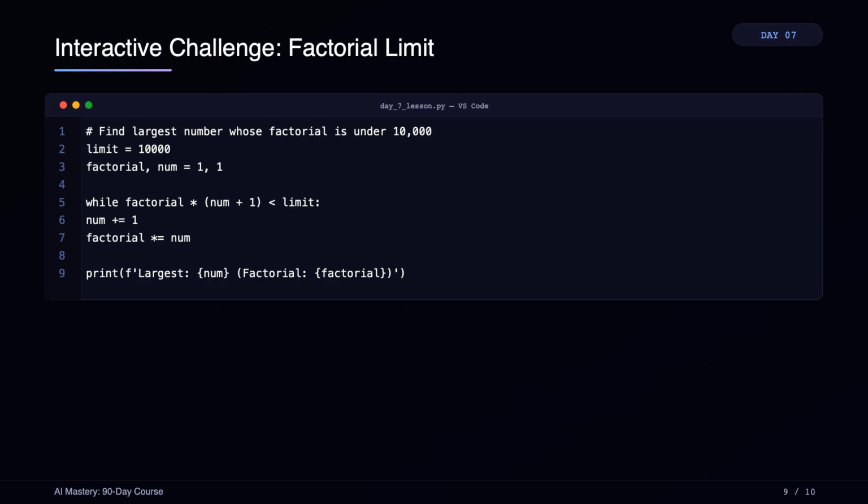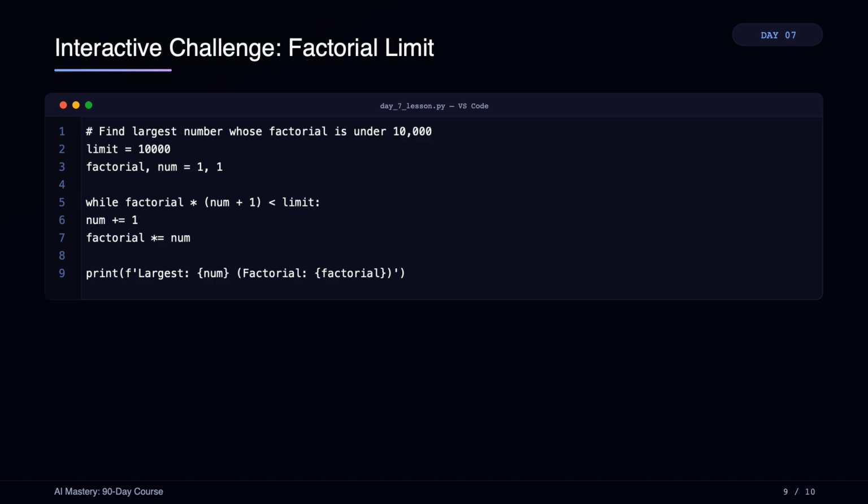The largest number is 7, and its factorial is 5040. If we went up to 8, the factorial would be 40,320, which exceeds our limit. This shows how loops help solve numeric boundaries dynamically.